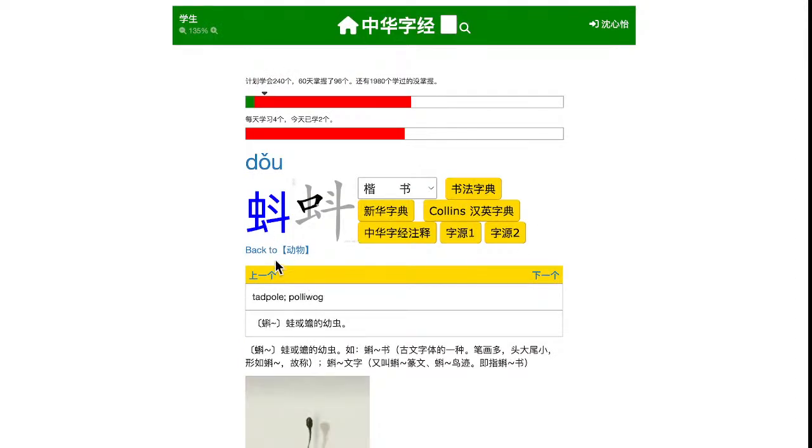Okay, now it's the 斗, 斗, it's a pairing character. 蝌蚪, these two characters together, referring to tadpole or polliwog. And these two characters have no meaning other than this.